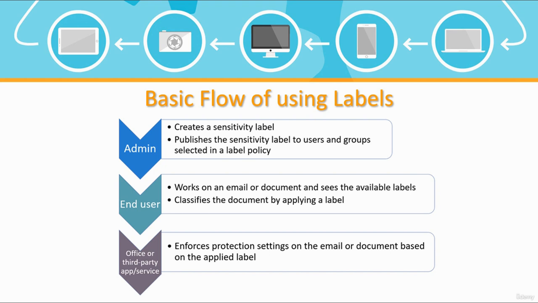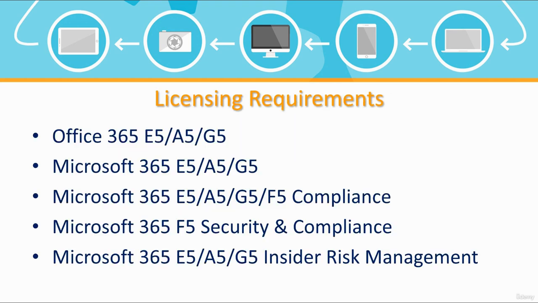Office or third-party app services can have enforced protection settings put on them. And this can all tie into data loss prevention policies, and we can have automated things happen where the labels get automatically applied and rules get applied that force things to be encrypted or stop a user from sharing data, basically giving us a bigger measure of control over our data.